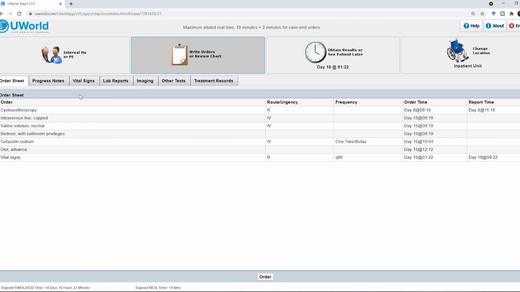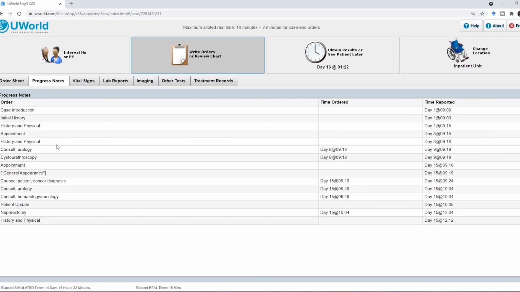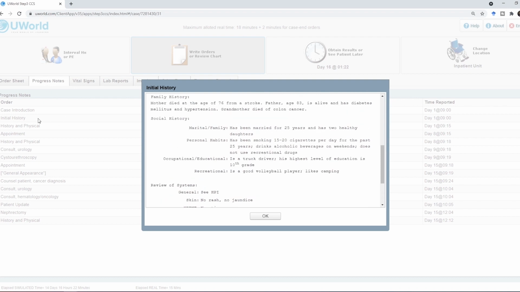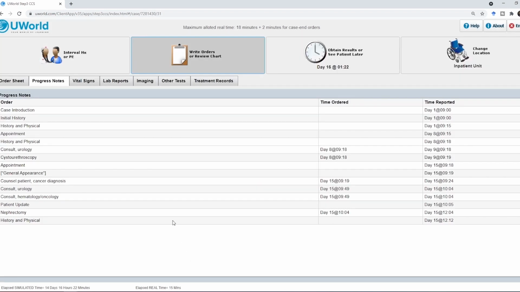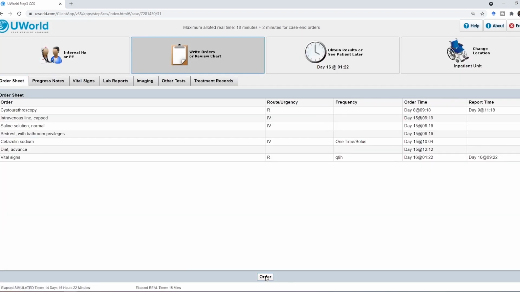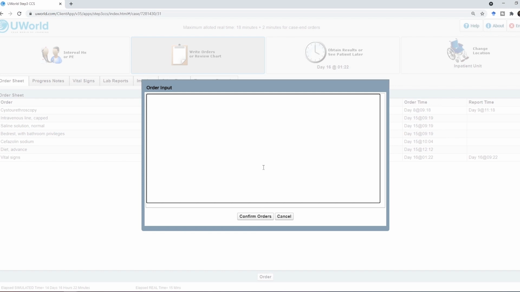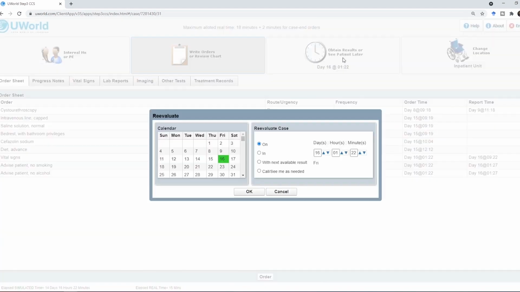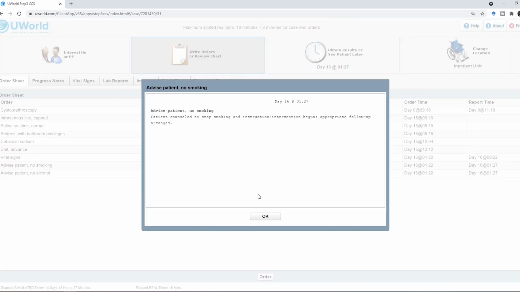If you remember from this case, the patient used to smoke and drink alcohol, so we can make sure of that from here by going to the progress notes, initial history. You can see that the patient has been smoking, so we can consult the patient regarding smoking, no alcohol, to optimize the treatment of his case. No smoking, no alcohol. So we can confirm orders. And now we can advance the clock for another 12 hours and see how the patient progresses.